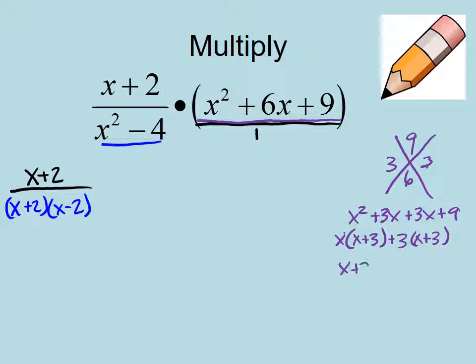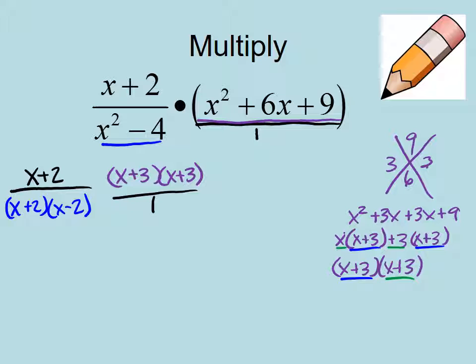If I take out my GCF of x plus 3, I have an x plus 3 remaining, and that's okay. We can end up with the same thing. Just make sure that you understand that this we only write once. That's my GCF that I took out, and the x plus 3 is what I have remaining. Okay, so let's write that as my new numerator. And it's all still over 1.